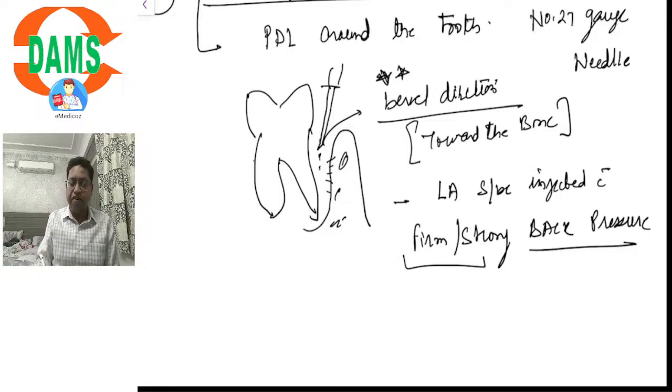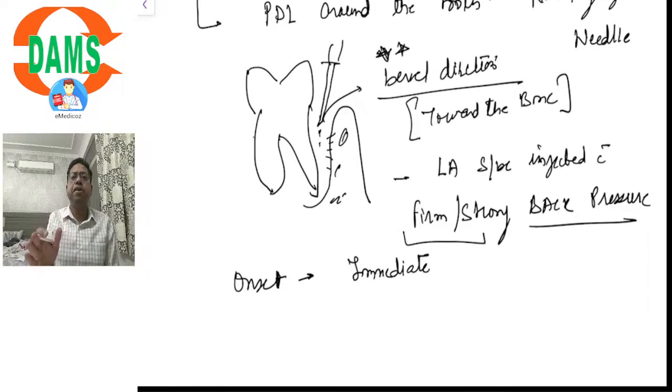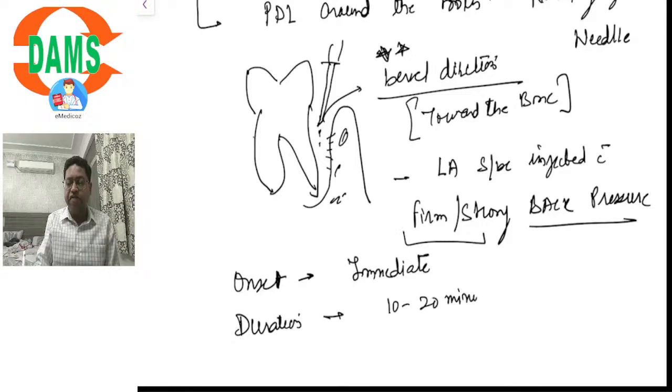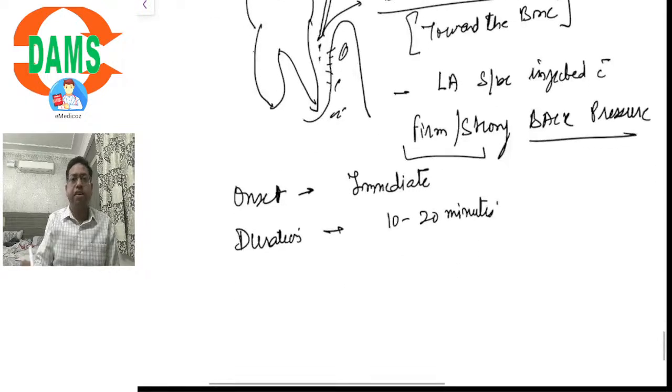If it is done properly, the onset of pulpal anesthesia is immediate. No waiting is required, but remember it is a supplemental anesthetic technique. And the duration of pulpal anesthesia that is achieved is nearly 10 to 20 minutes when it is given as a supplemental technique.